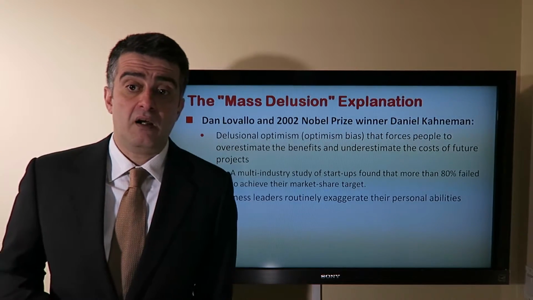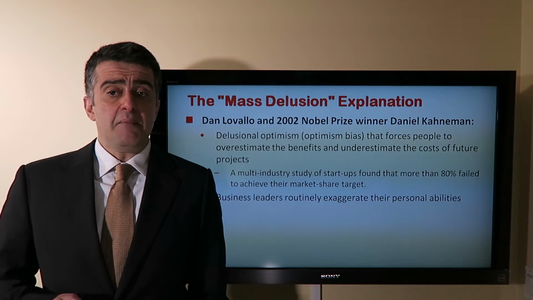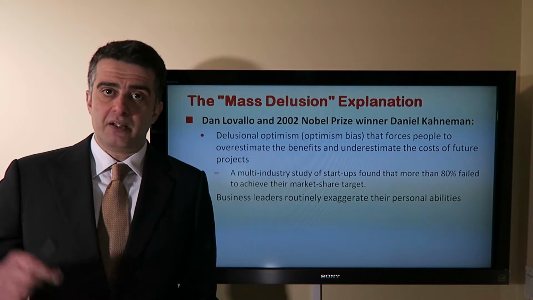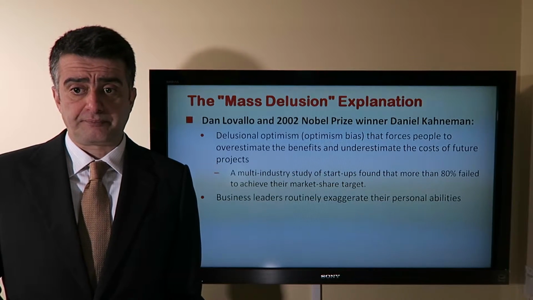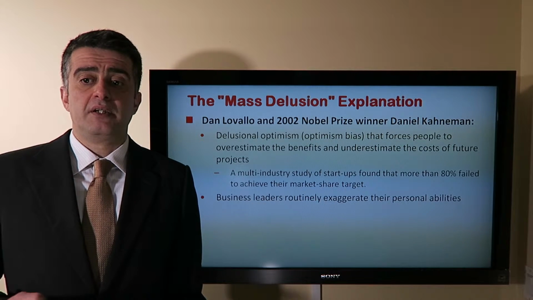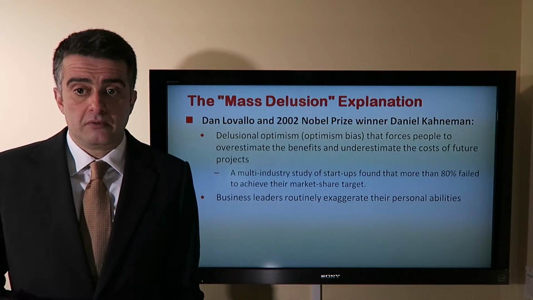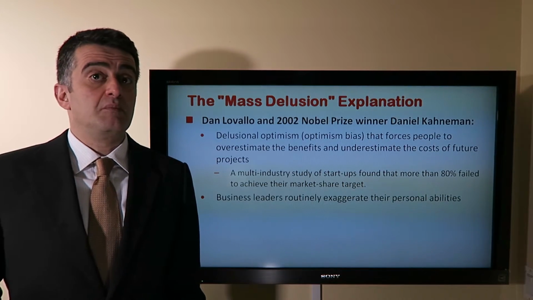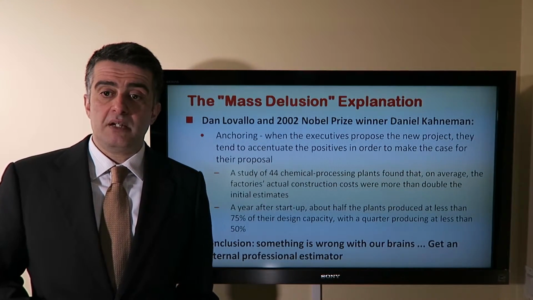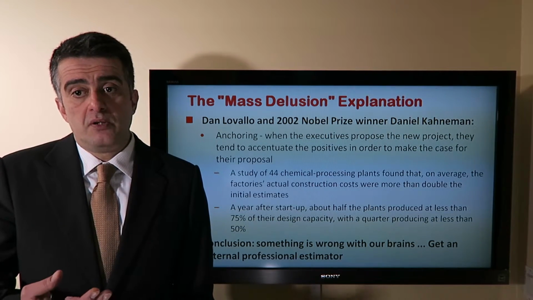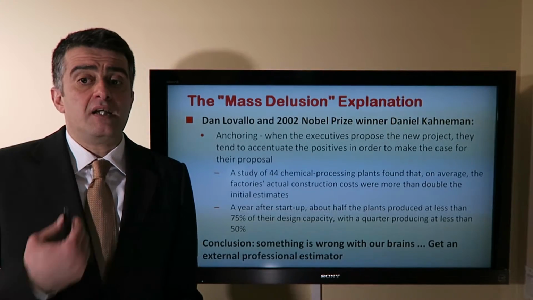The mass delusion explanation, presented by Dan Lovallo and 2002 Nobel Prize winner Daniel Kahneman. They basically say, no, it's the optimism bias. There is some gene that is wrong within our bodies that forces us to overestimate our abilities and underestimate the complexity of the task. One of the examples that they shared, a multi-industry study of startups, found that more than 80% of them failed to achieve their market share target. And they say, well, that's just human nature. Business leaders routinely exaggerate their personal abilities. Another phenomenon that they use to describe optimism bias is anchoring, where executives that propose the new projects inherently tend to accentuate their positives rather than negatives in order to make the case for their proposal.